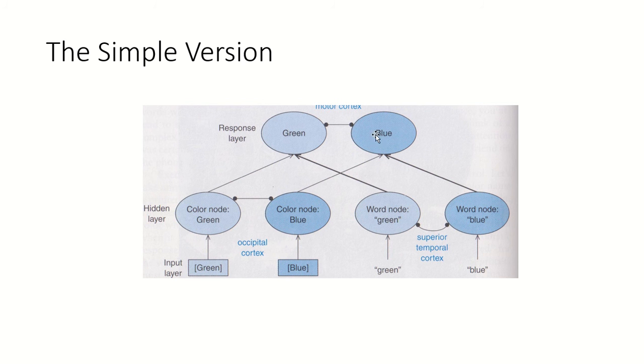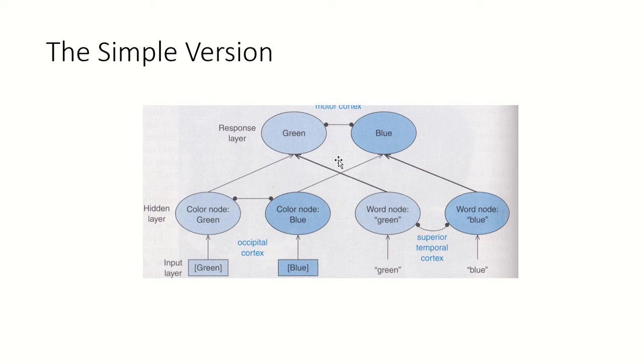And you see at the level above, the response layer gets input from the color nodes and from the word nodes. The more input it gets for green, the louder green starts screaming and you want to say green. And then there's also lateral inhibition so that the more green fires, the less blue is going to fire. Okay? Now, here's the thing in this model.